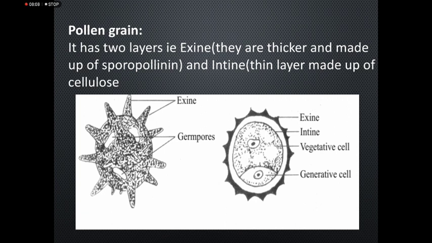Here in the first figure you can also see a germ pore. Germ pore means there is no sporopollenin present at that place. Through this germ pore, the nucleus inside the pollen grain can emerge out.